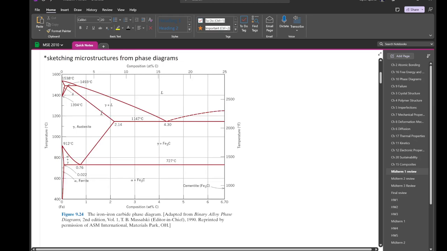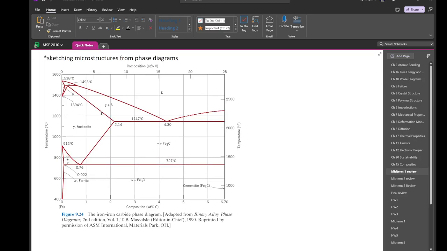Okay, so if you're going to sketch the microstructure, we need to have a composition. So with steel, you're typically talking about over here, this range between 0.002 and 0.76. These are our hypoeutectoid, or you're talking about something hypereutectoid. So let's assume that we're at, let's call it 0.5, which would be right around here. Let's sketch that microstructure and how it evolves as you cool it down.